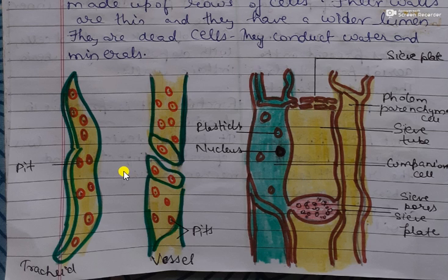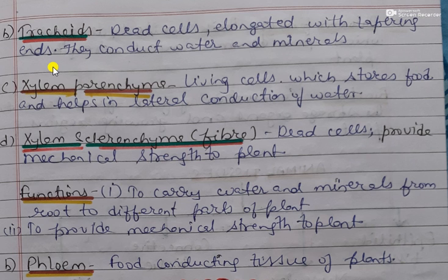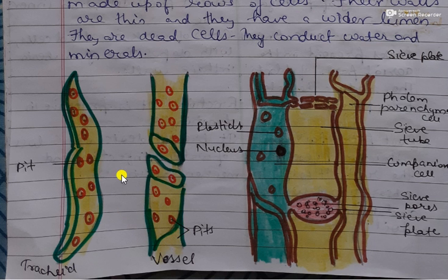Okay. Now next is the tracheid. So this is the structure of tracheid. It is tapering at both the ends. Spindle shaped. Students, tracheids are also dead cells and they also conduct water and minerals. They are elongated with tapering ends. So this is the diagram of tracheid. Tapering means it has pointed ends, and it is also a dead cell and it is elongated in shape.